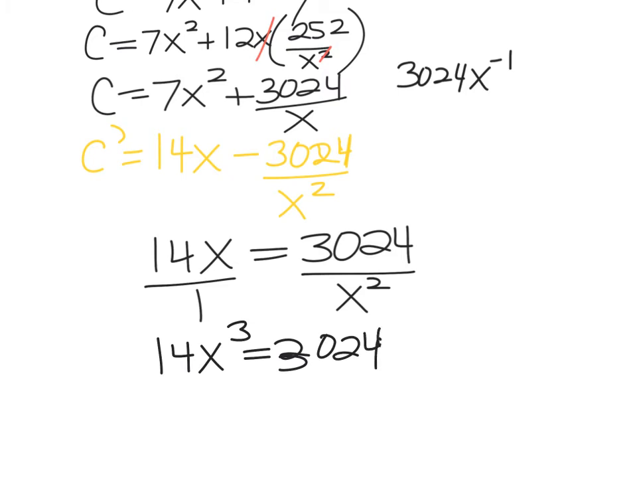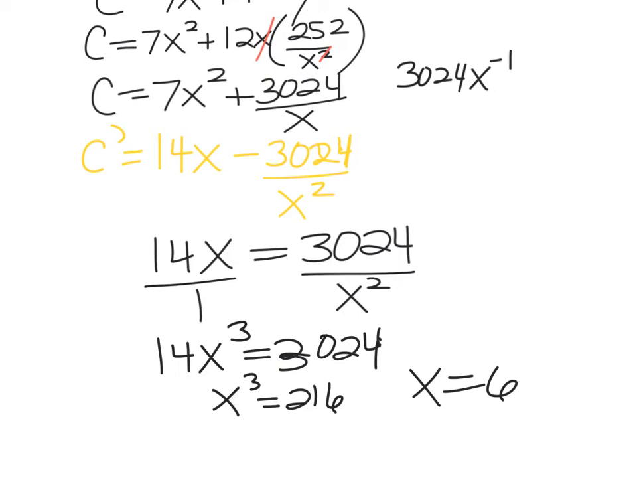Divide both sides by 14. Anyone do it yet? Yeah, x is 6. X cubed is 216, which is a perfect cube. So x is 6. I love it when they work out so pretty.